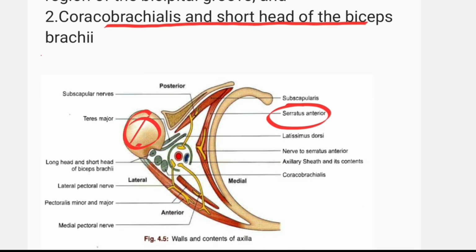This is the humerus head, the shaft of the humerus, and the coracobrachialis and short head of biceps brachii form the lateral wall, and the serratus anterior along with the upper four ribs form the medial wall.